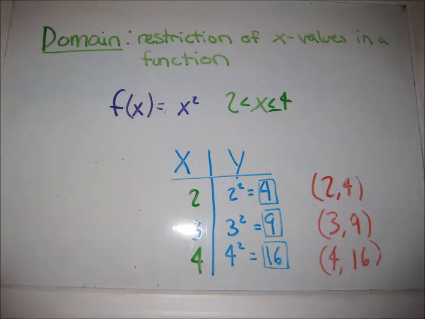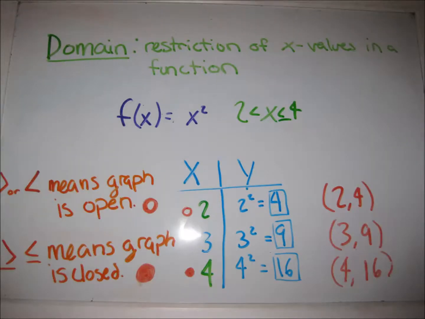Therefore, the coordinates for this function are (2, 4), (3, 9), and (4, 16). Before graphing, note the inequality signs. Greater than or less than means that value is open and is represented on the graph by an open dot. It means the graph does not include that value specifically, but every value greater or lesser than it, depending.